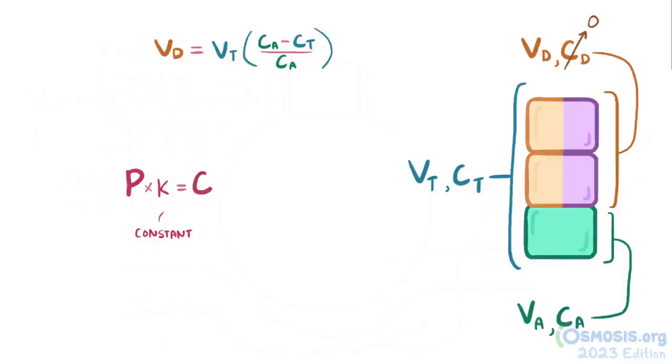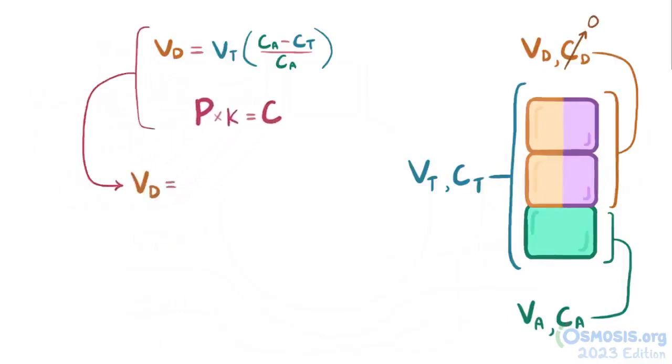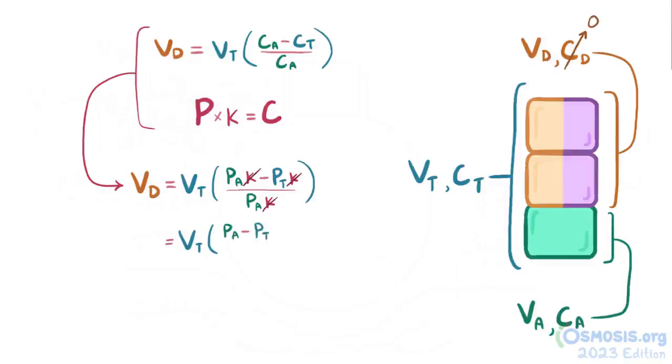Now let's apply this equation to our previous equation. We end up with the volume of the dead space equals tidal volume times the partial pressure in the alveoli times K minus the partial pressure of the tidal volume times K, all over the partial pressure of the alveoli times K. Conveniently, you'll notice that all our constants actually just cancel out. So you just end up with the volume of the dead space equals the tidal volume times the partial pressure in the alveoli minus the partial pressure in the tidal volume, all over the partial pressure in the alveoli.